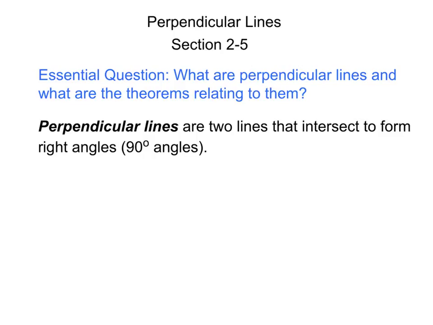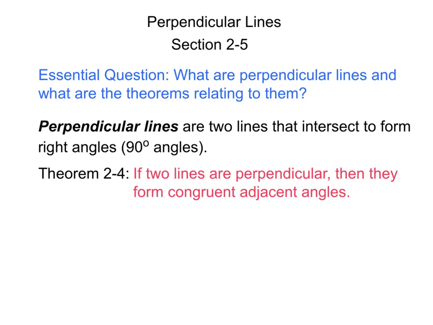So now let's look at three theorems that relate specifically to perpendicular lines. Now the first of these theorems is Theorem 2-4, and it states, if two lines are perpendicular, then they form congruent adjacent angles. Now again, if you think about this, think of two perpendicular lines, they do form a right angle, and they do form adjacent right angles.